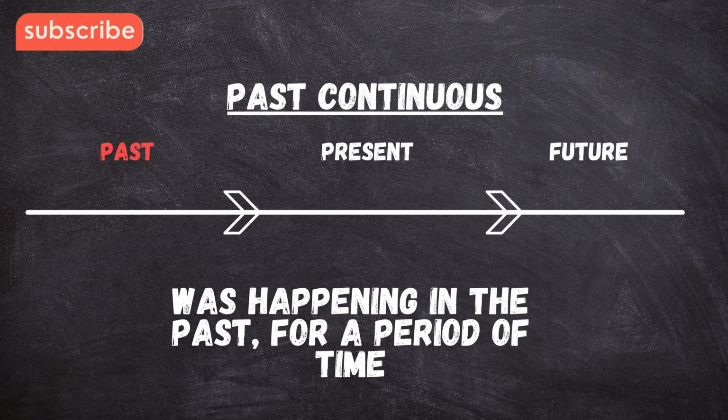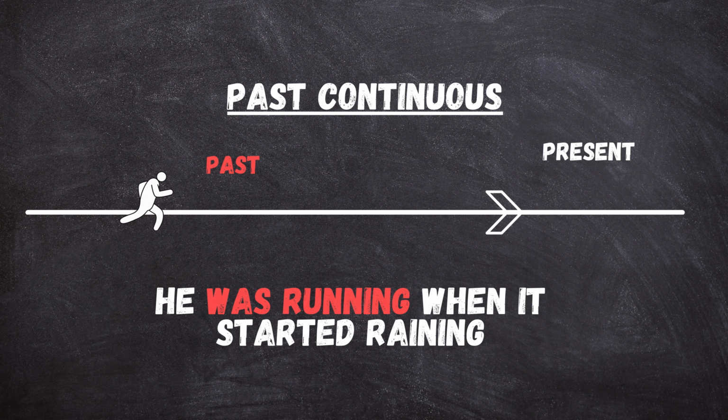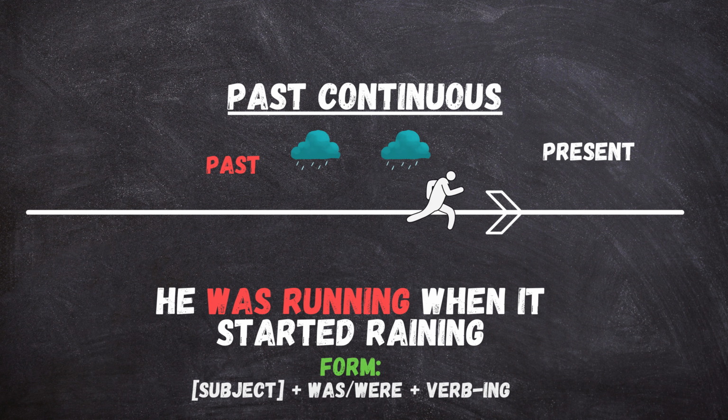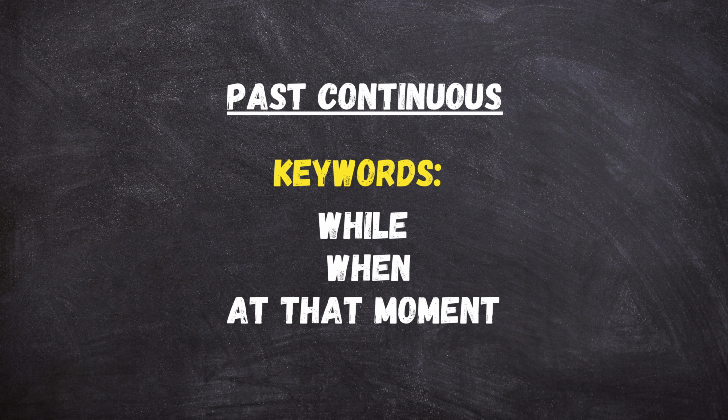The past continuous tense describes actions that were happening in the past for a period of time. For example, he was running when it started raining. The running was happening, and the rain interrupted it. In past continuous, we use while for two actions happening together, and when for one action interrupting another. At that moment is used to specify the exact time something happened.